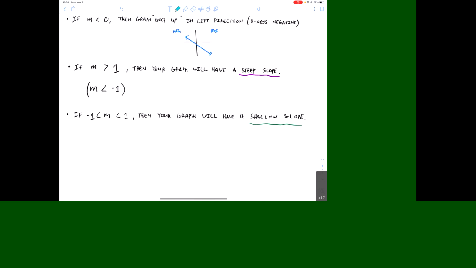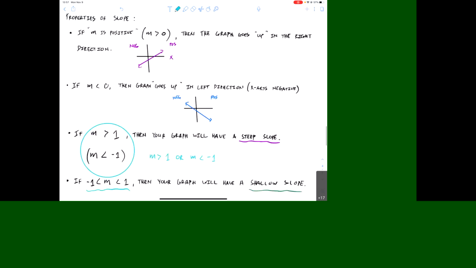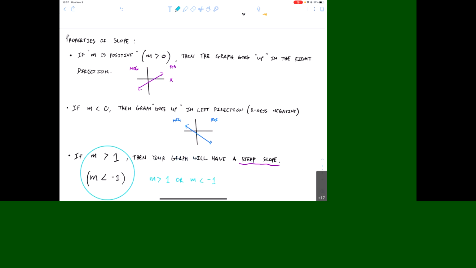So this is important to notice right there. And there's no nice way of putting these two together right here. But if you had to, you could write something like m greater than 1 or m less than -1. You could say it like that. But you can see that from the fourth property, it's a lot nicer to put it in one inequality. Now, these are only, what, 4 properties of slope? We actually have 2 more that we have to talk about that relates to perpendicular and parallel lines.